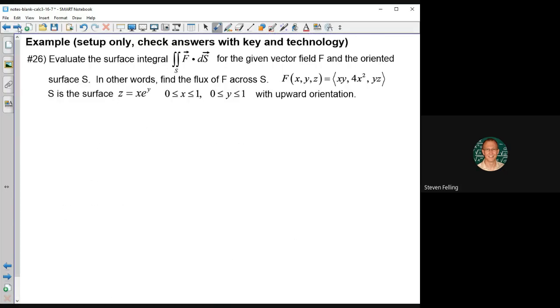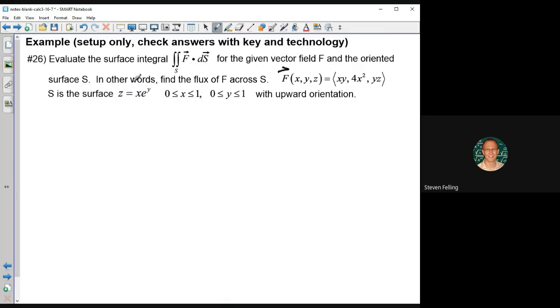Okay, evaluate the surface integral of a vector field f dot the parameterized surface S for a given vector field, and the oriented surface, which means it's oriented in some way that they're going to tell us. In other words, find the flux of f across S. If f is given as this, and the surface is given as z equals x e to y.